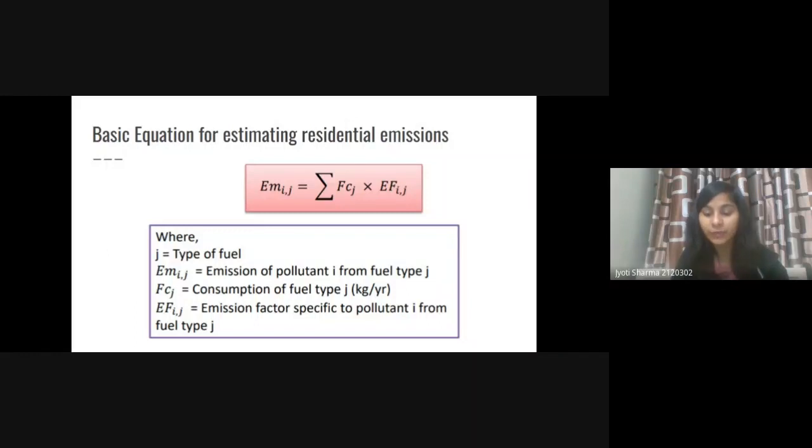For example, for 1 kg, let's say 10 grams of carbon are released. So this is the emission factor. You will multiply your emission factor with the consumption of fuel type, and then take the summation. This is for the different types of pollutants. Then you will sum this up, and then you will get the residential emission.